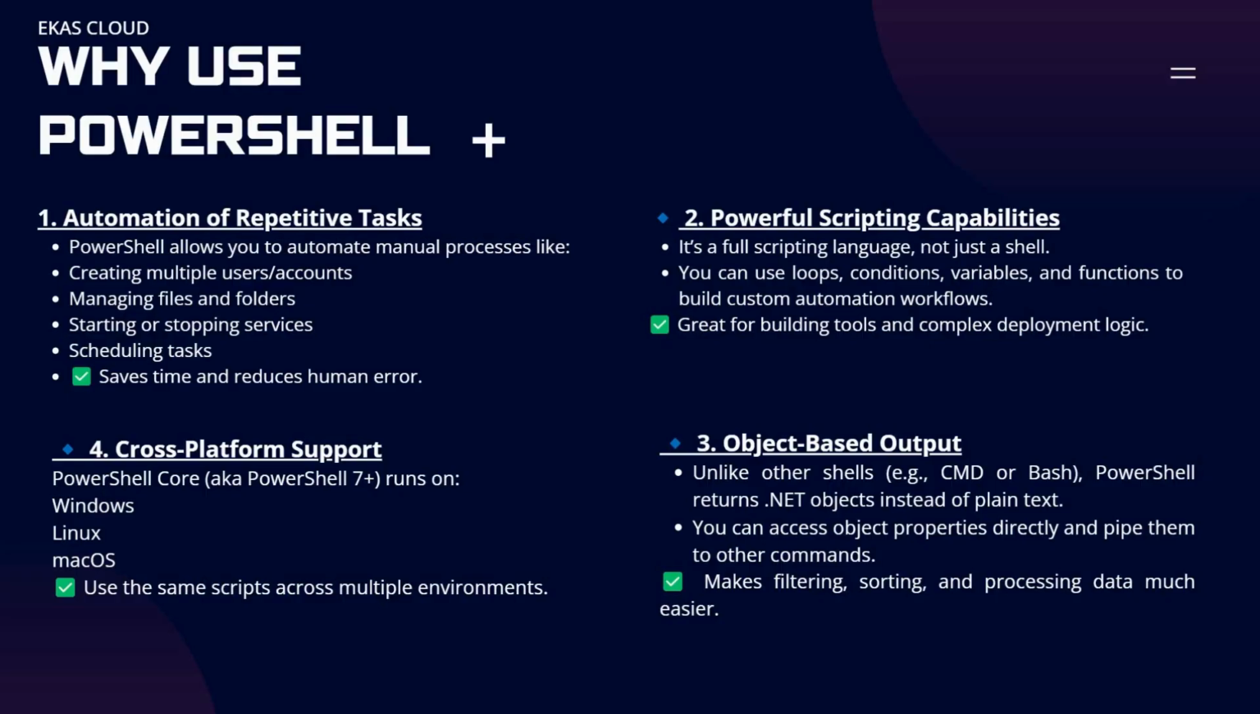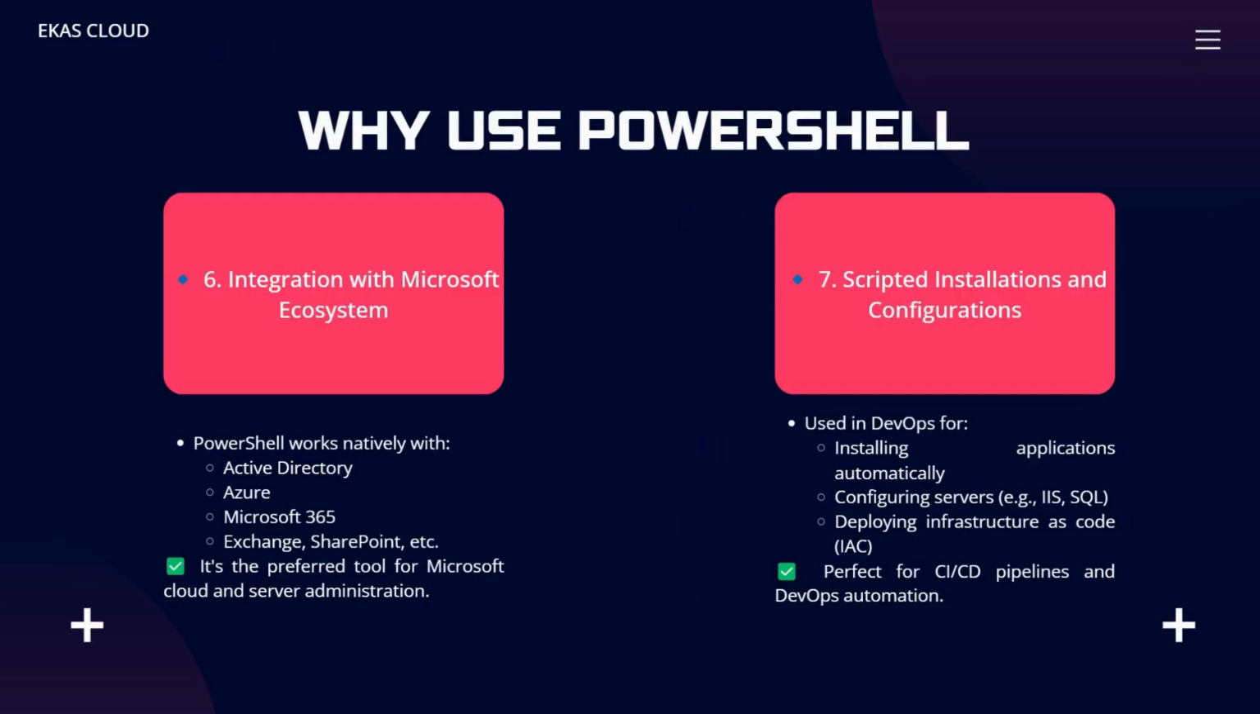And it's object-based output, like we discussed. Objects are easier to work with than raw text. You can connect commands using pipelines and pass filtered objects between them. This makes your automation more powerful and clean. And cross-platform support. Like I said, PowerShell works on Windows, Linux, and macOS. This means you can use the same script across different environments. Great for hybrid teams and DevOps.